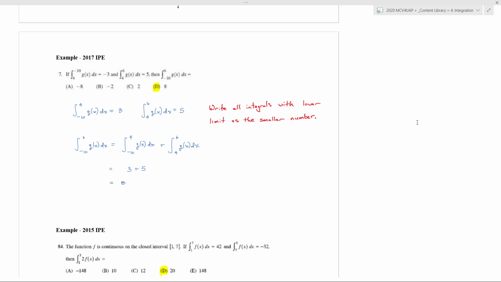So if the first integral is from negative 10 to 4, and the other one starts at 4 and goes to 6, then we could write an expression for the integral from negative 10 to 6 of g of x. It would be equal to the integral from negative 10 to 4 of g of x plus the integral from 4 to 6 of g of x dx. You just add the two numbers, you just sub them in now, 3 and 5, you add them and you get 8, which is D.